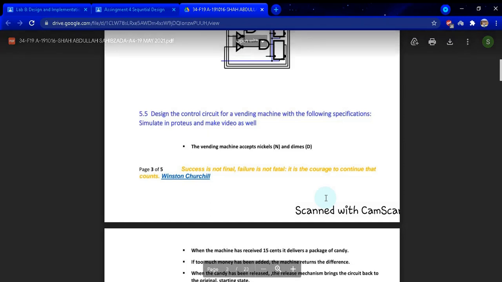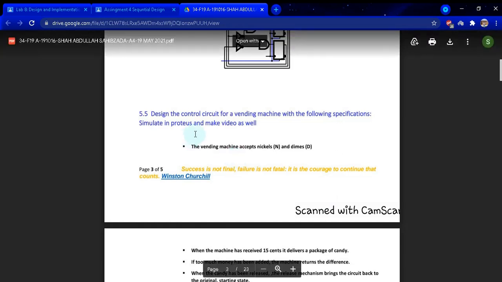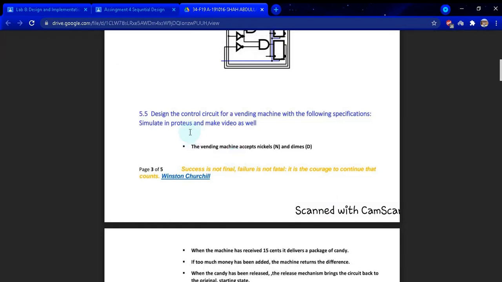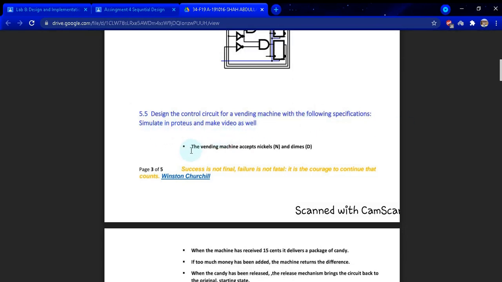Assalamu alaikum. Today the topic on which I will make a video is a question of a digital logic design assignment, and the question states: design the control circuit for a vending machine with the following specifications, simulate in Proteus and make a video as well.